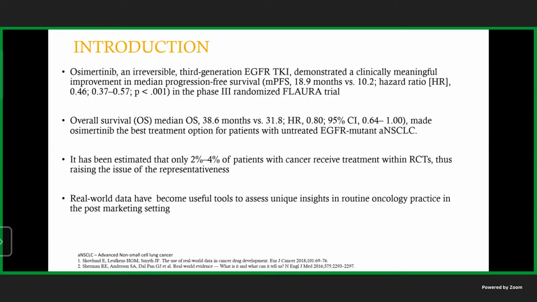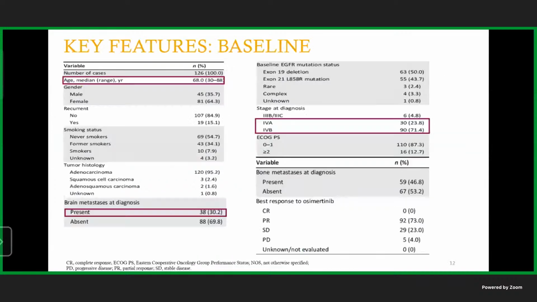We know that real world data is very, very important because RCTs are very stringently controlled, and the patient representativeness is not as good as that of the real world. So real world data becomes a very, very important tool.